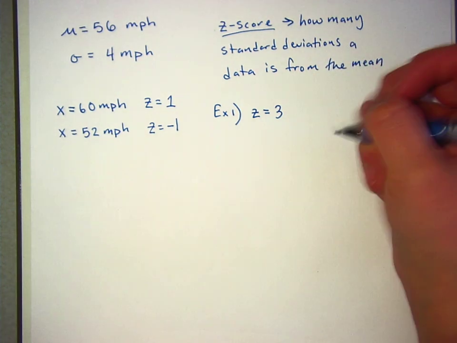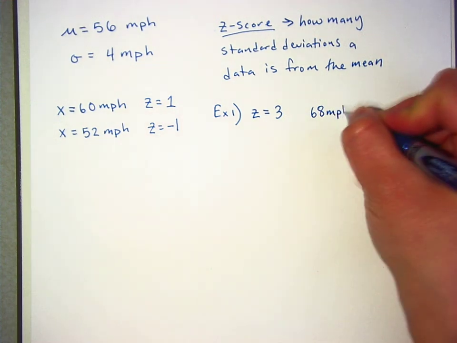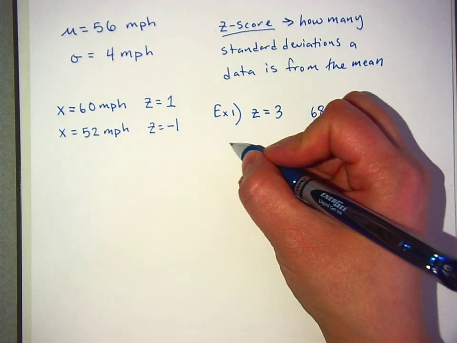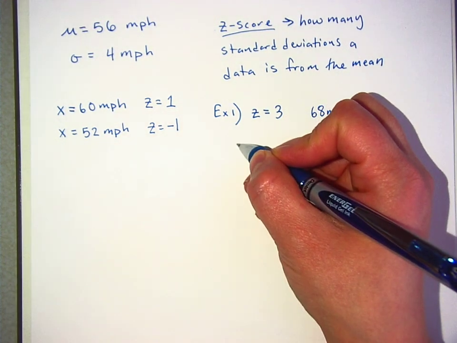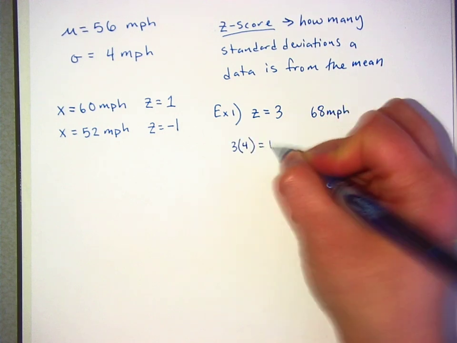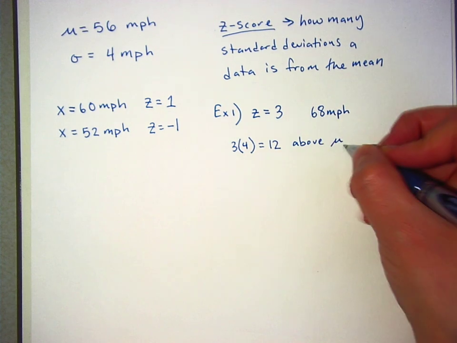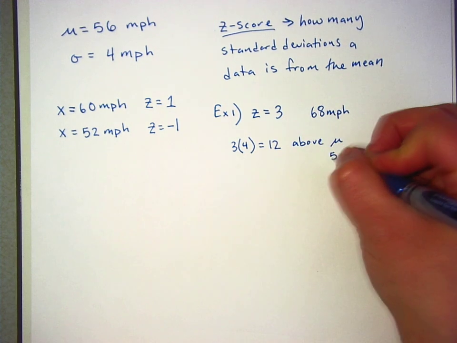68. Let's see, yes, 68 miles per hour. So basically what you did is you took what? I did 3 times 4. Mm-hmm. So that's 12, and it's 12 above the mean. And the mean was 56? Yep. Okay.